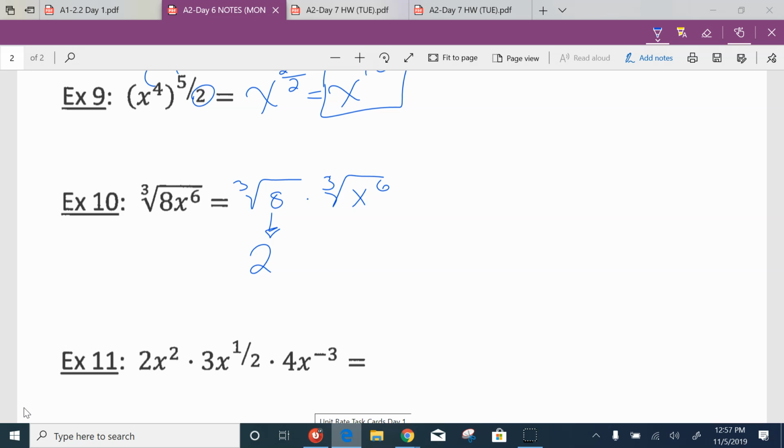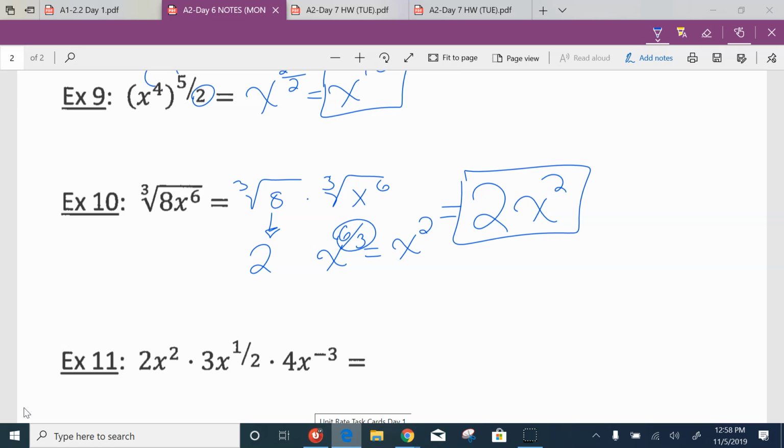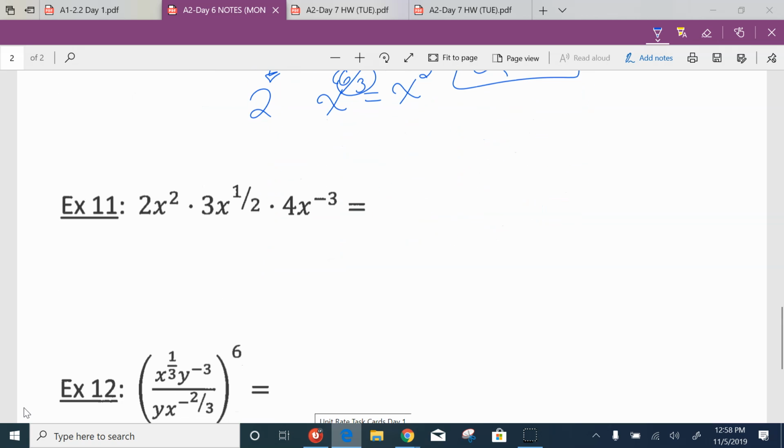Now for the second part of my problem here. I'm going to go ahead and rewrite this as an exponent. So I have x with the inside exponent of 6 with an outside root of 3. I simplify x to the 6/3. 6 divided by 3 is 2. So my final answer is the 2 coefficient I had in the beginning with x squared attached to the end. Pretty basic, pretty easy. It's all review.